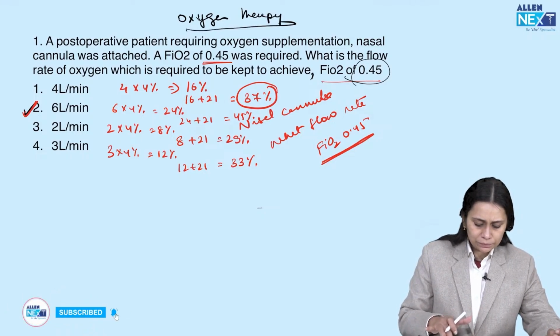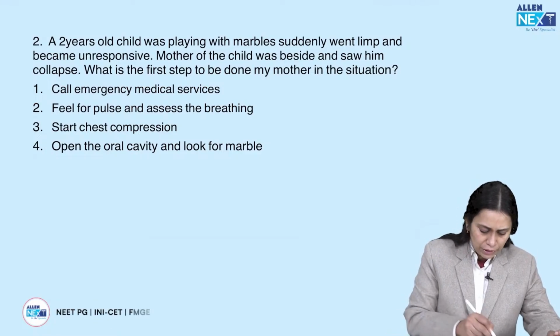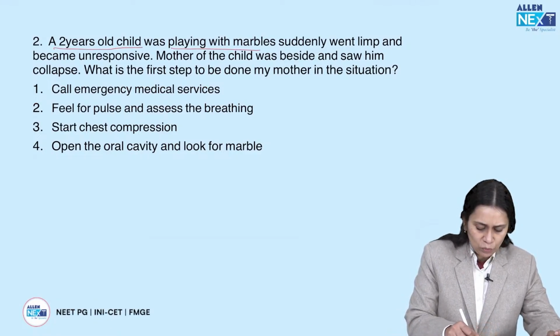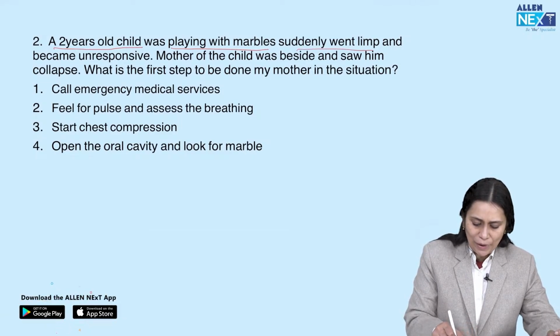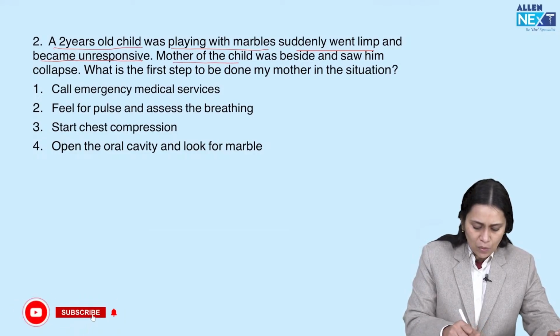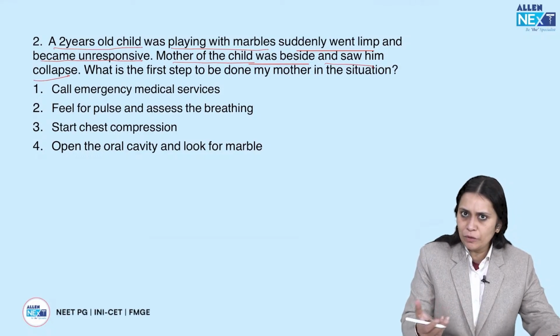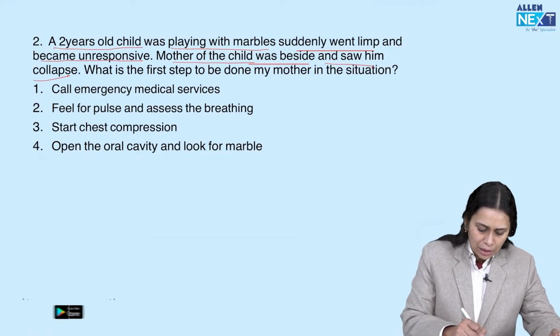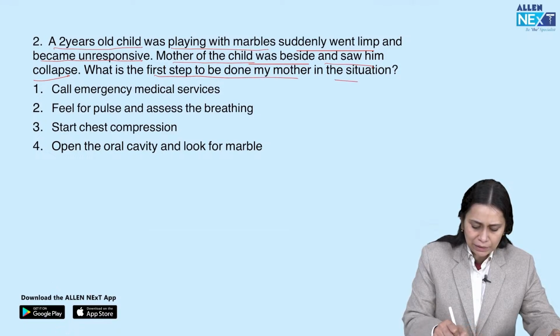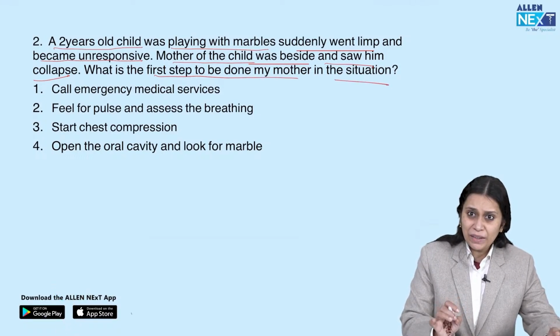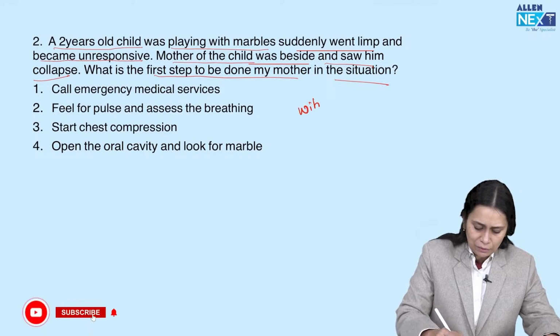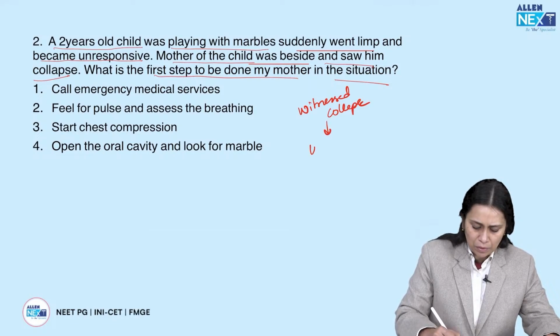Now let us talk about the next question. A 2-year-old child was playing with marbles, suddenly went limp and became unresponsive. The mother of the child was beside him and saw him collapse. So the mother witnessed it; it was a witnessed collapse. What is the first step to be done by the mother in this situation? So it's a witnessed collapse, and the child is unresponsive. So what did I tell you?